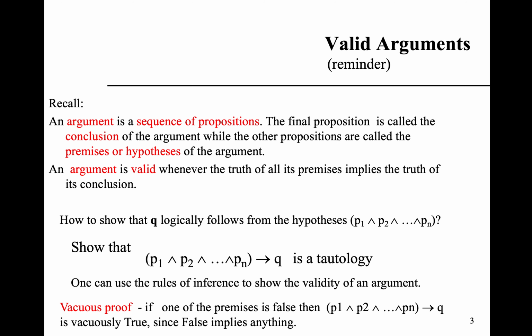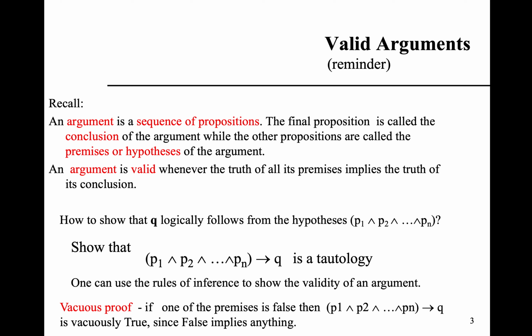This is just a reminder for all types of valid arguments. So recall that an argument is a sequence of different propositions. The final proposition is called the conclusion, and all the previous propositions are called premises or hypotheses of that argument. Now, an argument is valid only if whenever all of its premises are true, the conclusion itself is true.